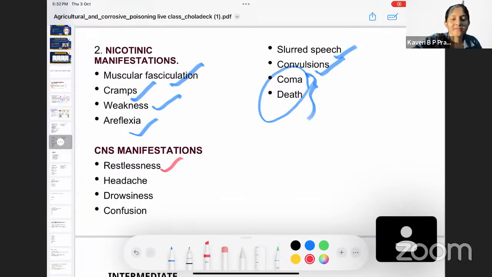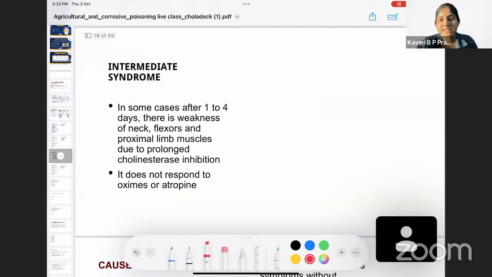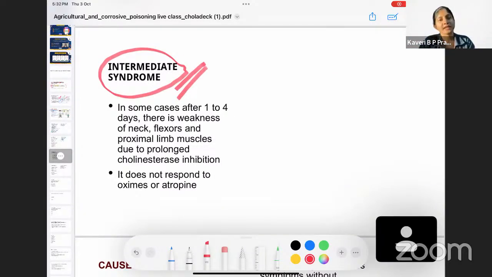The person will have a lot of headache, drowsiness, and confusion. He's not well oriented to time, place, and person. Coming to intermediate syndrome, this is an extra thing, okay? In the question, they're not asked a subheading of intermediate syndrome, but if you mention something like this in your answer paper, it is always a mark scorer for you. So what is intermediate syndrome?